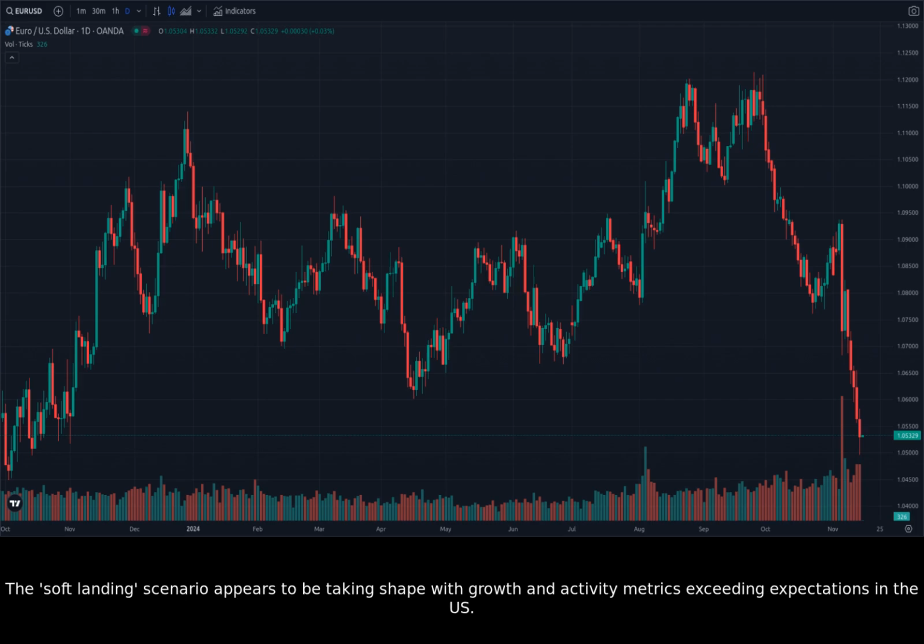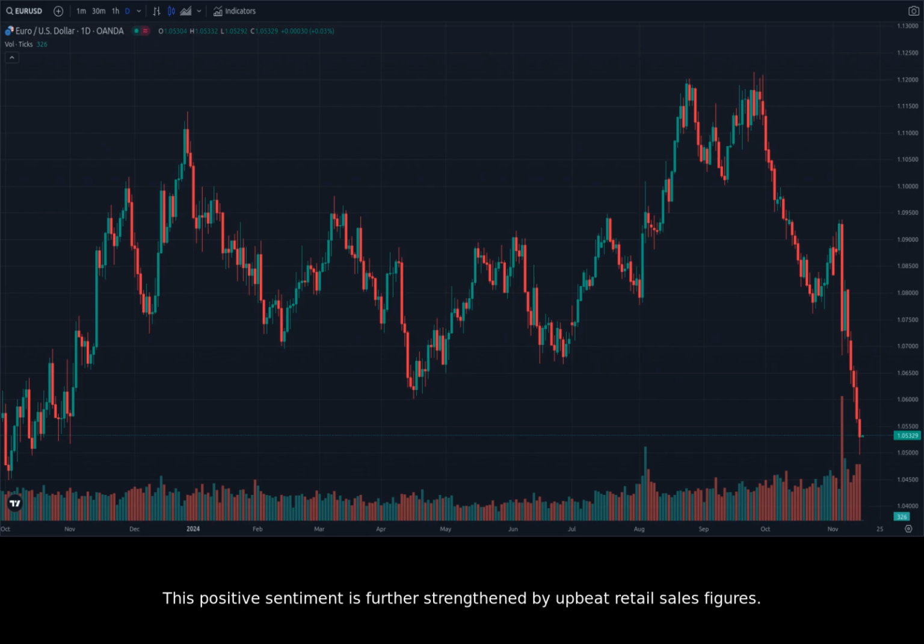The soft landing scenario appears to be taking shape with growth and activity metrics exceeding expectations in the U.S. This positive sentiment is further strengthened by upbeat retail sales figures. Overall, the news suggests a bearish bias for the EURUSD in the short term. Let's transition to the charts to see if the price action aligns with this sentiment.